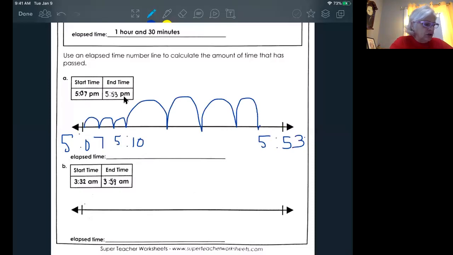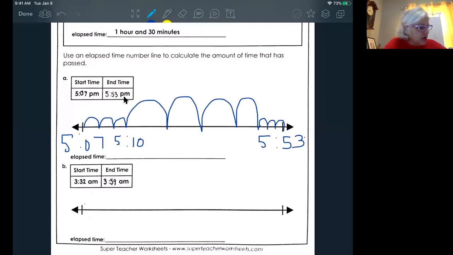All right, so now we're at 5:50. So what do you think we'll use? We're going to use little rocks because we're counting by ones again. So 5:50, 5:51, 5:52, 5:53. So there you go. That's how you figure it out.